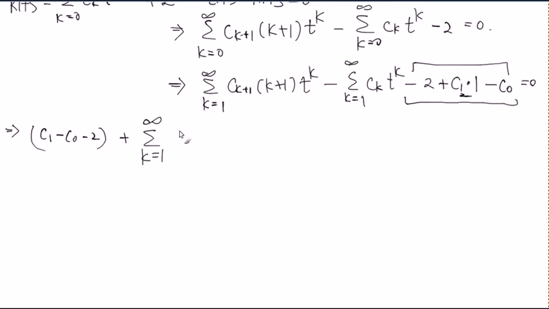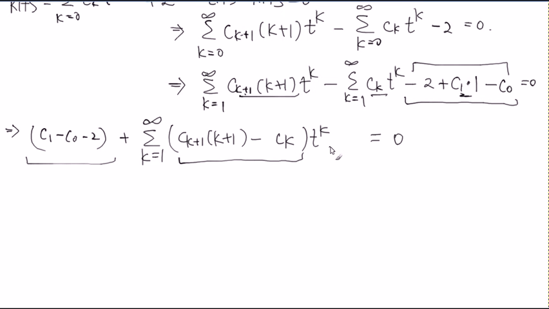infinity. So what's in front of t to the k is c_{k+1} times (k+1) minus c_k. That whole thing must be 0. This is a constant term set aside because of the irregularity. And all the t to the k coefficients, this one and that one, can be combined because the indices are the same. They have the same shape of t to the k. So this is our new coefficient, a power series.